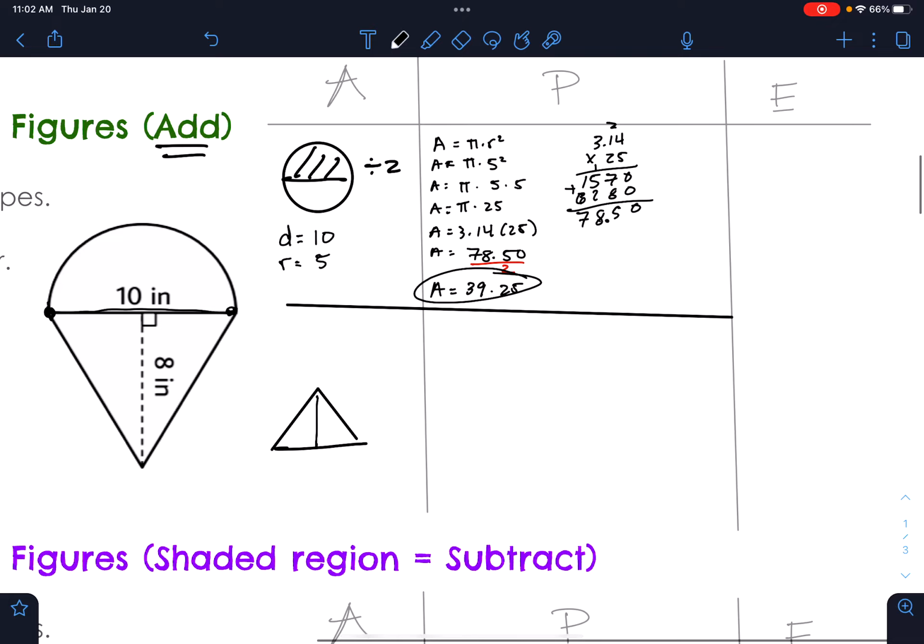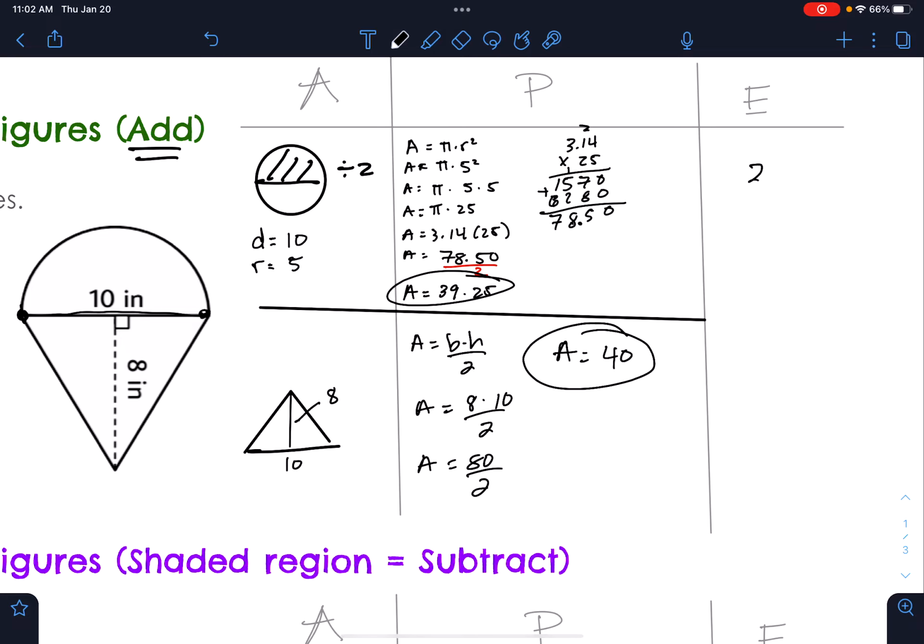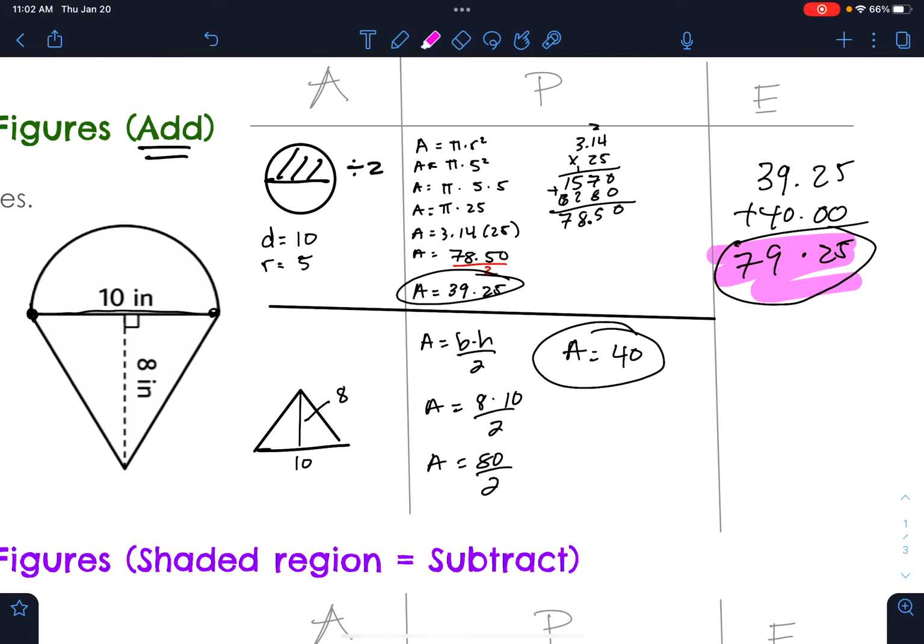Now let's solve for the triangle. The triangle's height is 8 and the base is 10. Area of a triangle is base times height divided by 2. Area would equal 8 times 10 divided by 2. That is 80 divided by 2. Area of the triangle is 40. So now I have both things. Let's add them up. We have 39.25 plus 40. And our answer should be 79.25. That's what you would write down on your paper.